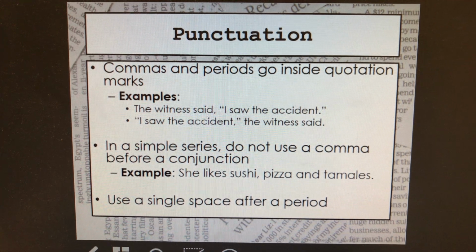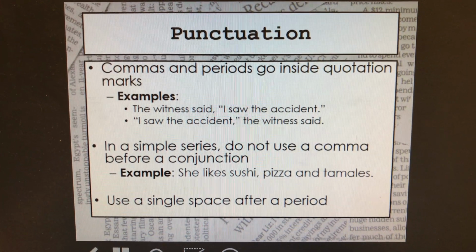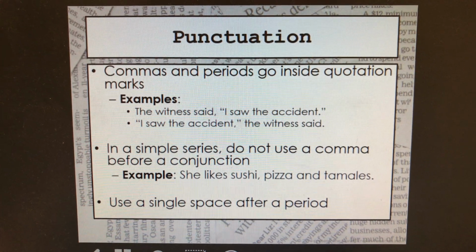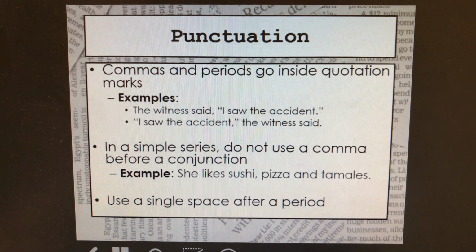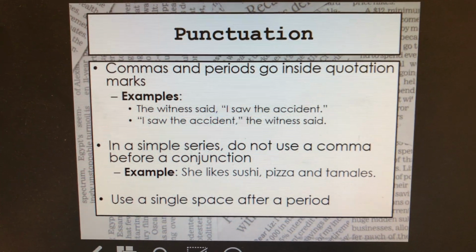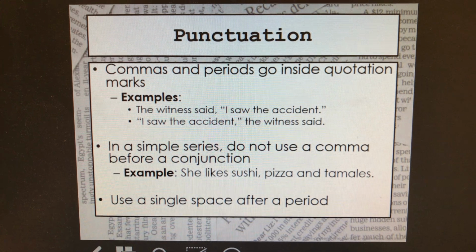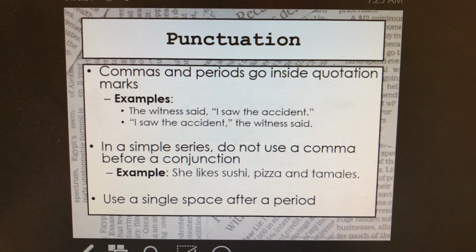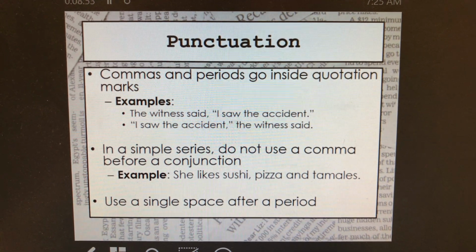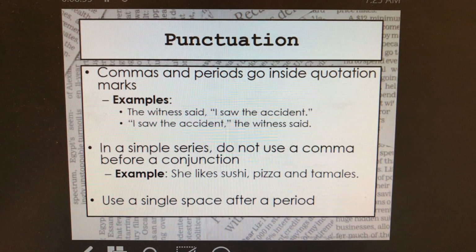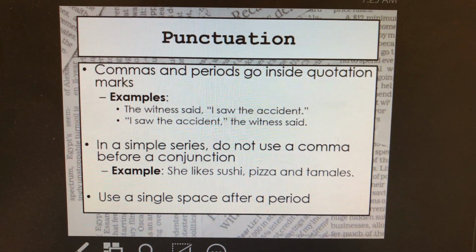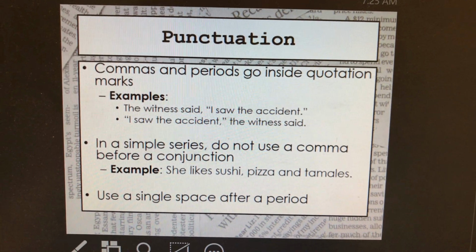Now, in your English classes, you've probably been told to put a comma there. And this is one of the differences between English and journalism. The Oxford comma does not exist in journalism. Again, it's a holdover from the days when newspapers were expensive and pricey to print, and every single character mattered because every single character took up space and cost money.